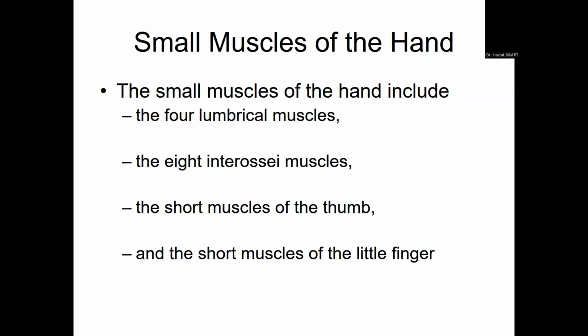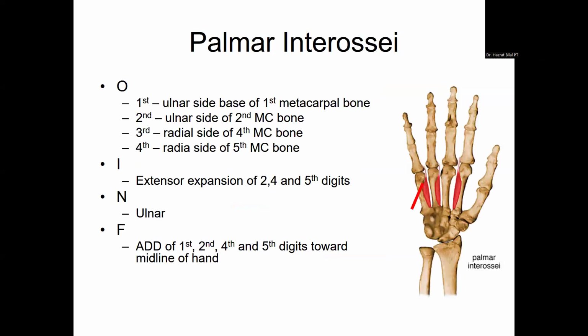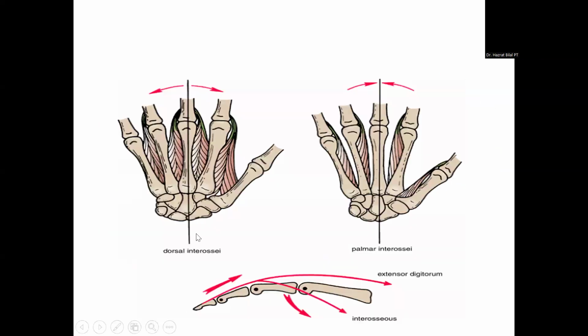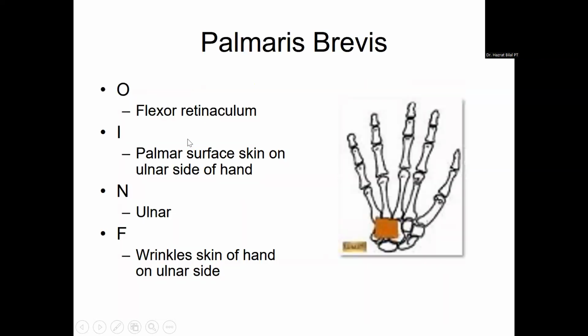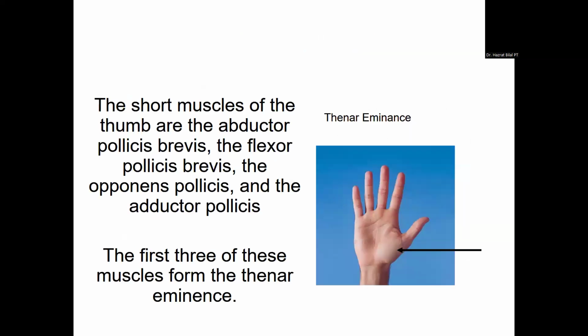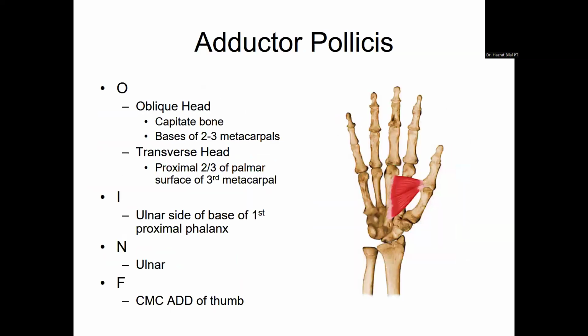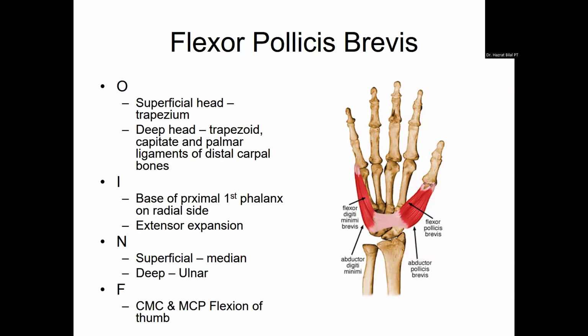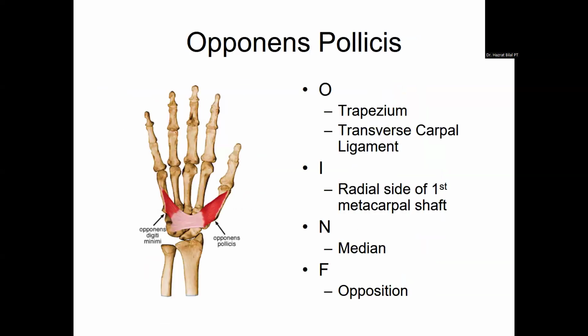So then we discussed the palmar interossei, then we discussed the dorsal interossei. And remember that the palmar interossei adduct, and the dorsal interossei abduct. Then we discussed the lumbricals, palmaris brevis, and then the short muscles of the thumb: the adductor pollicis brevis, flexor pollicis brevis, and the last one, opponens pollicis.